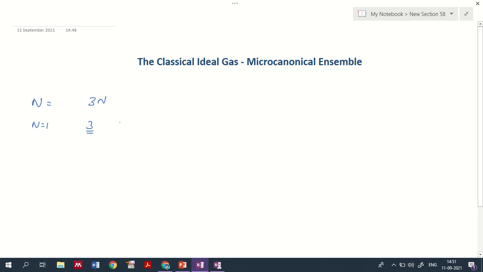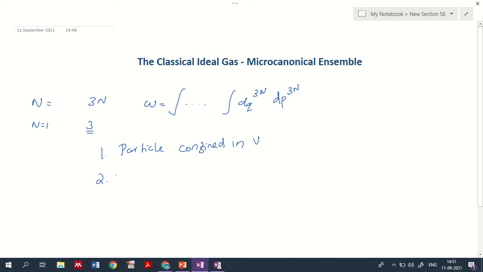When you consider a classical ideal gas, the volume associated with it we treat as the integral of dq raised to 3n and dp raised to 3n, which is the total volume of a classical ideal gas in a microcanonical ensemble. Here we assume two conditions. The classical monoatomic particle is confined in a physical space of volume V.